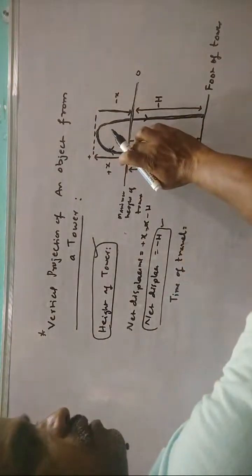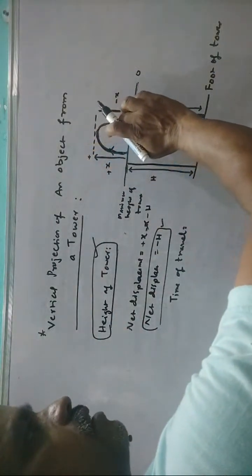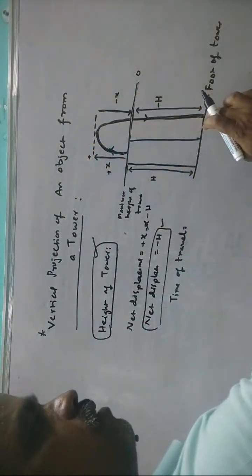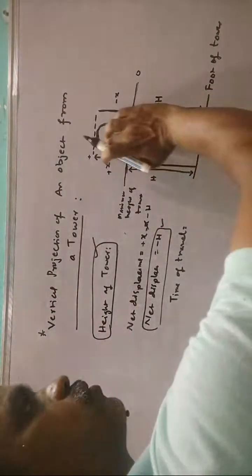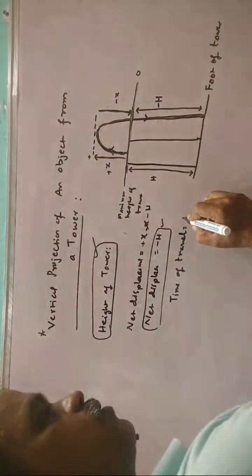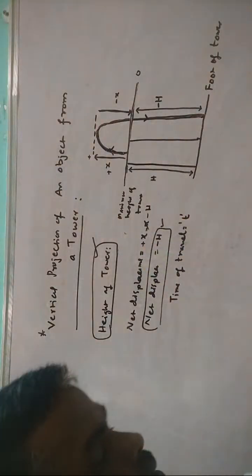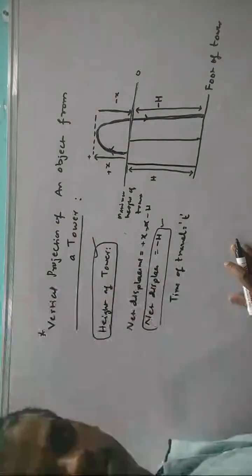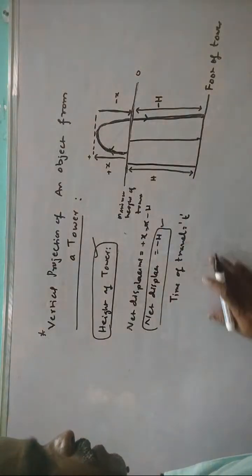So total time of travel: the body starts its journey here, then it goes to maximum height, then comes back to reach the foot of the tower. How much time is taken overall for the travel? Let it be t. So just write these concepts first, I will explain later. Just draw this picture, then write this concept.